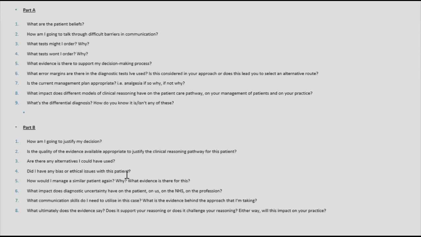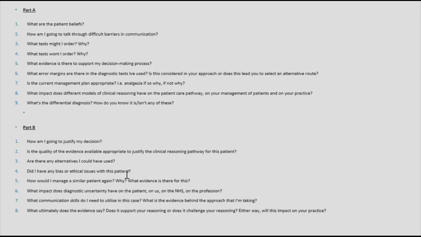And thinking about your differential diagnosis. So how do you know it is that? How do you know it isn't that? How are you ruling things out? What kind of clinical reasoning tools are you using within your practice day to day? And then part B, how are you justifying your decision? Is the quality of the evidence available appropriate to justify your clinical reasoning pathway? Are there any alternatives you could have used?